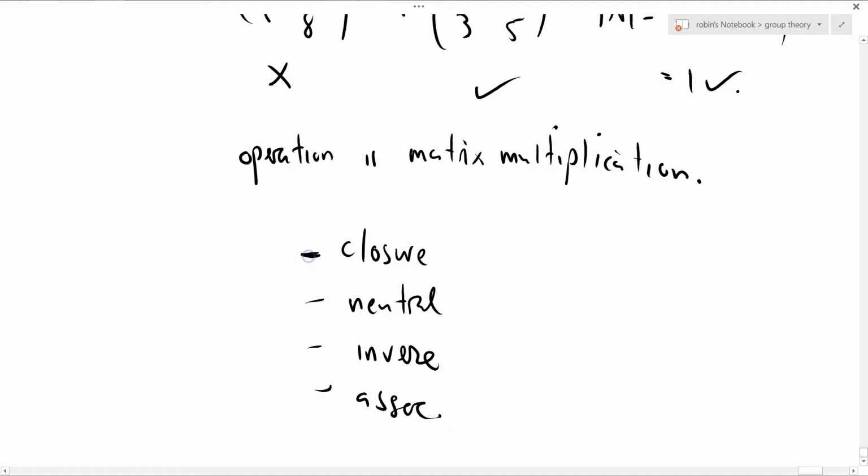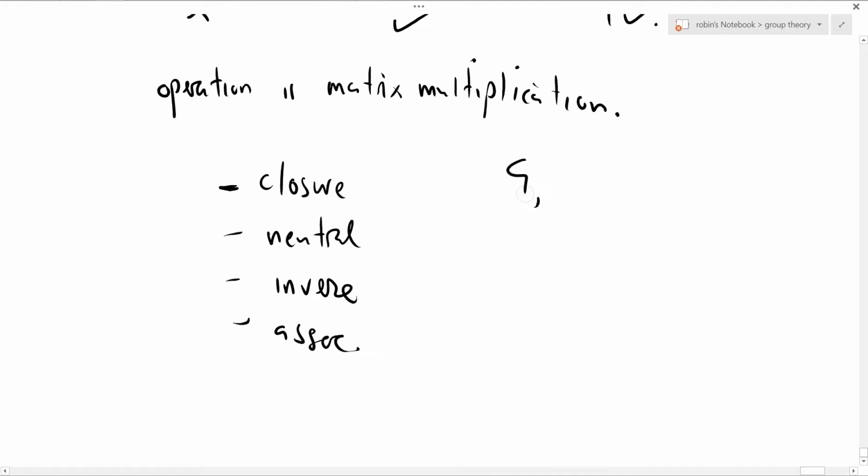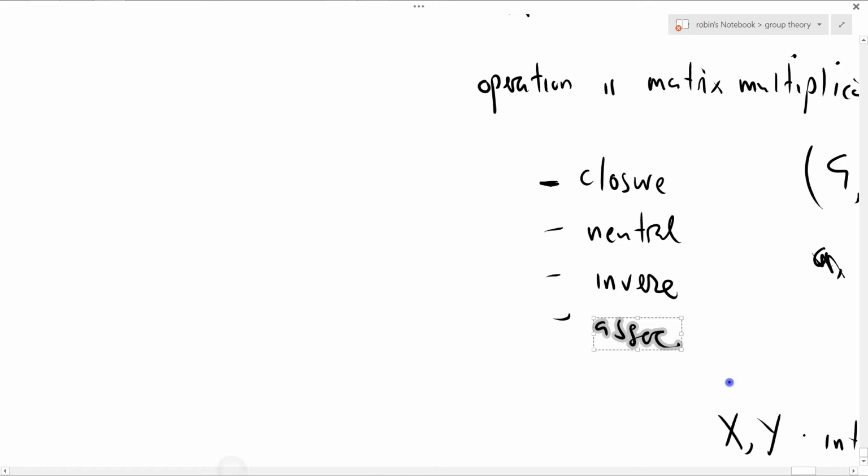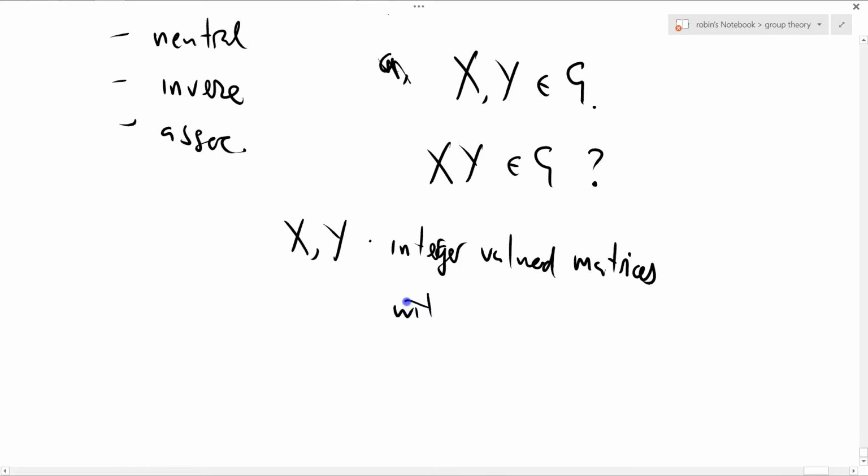Okay, closure, that's an interesting one. So let me write my group G, dot. I'm asserting that if matrices X and Y are in my ground set G, then I'm going to have to show XY is a member of G. I need to check that. Well, let's have a think about this. What I mean is X and Y are integer valued matrices with unit determinant.